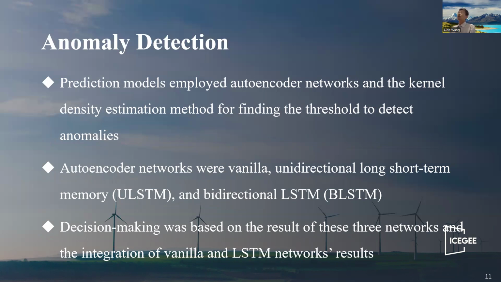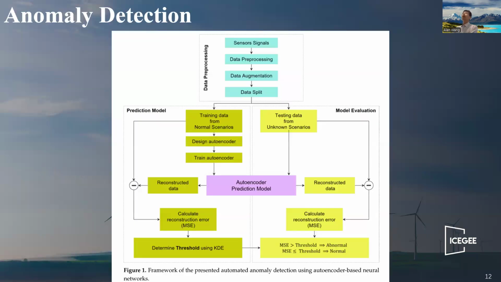Autoencoder networks including the vanilla, unidirectional long short-term memory, and bidirectional LSTM were utilized. The final decision-making was based on the results of the three networks. We also tried the integration of vanilla and LSTM networks to compare the performance. This figure shows the flow chart for the automatic anomaly detection.